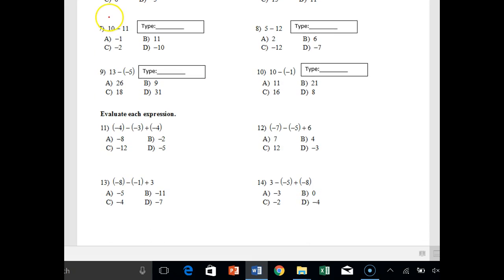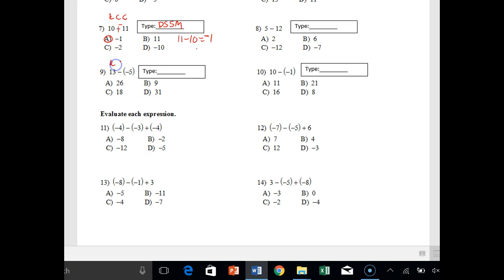Number 7, keep, change, change. Keep it plus a negative, right? So now I have 10 plus negative 11. That's different signs, subtract them, keep the sign that we have more of. 11 minus 10 is 1. But I have more negatives, so it's negative 1. So A is my answer.